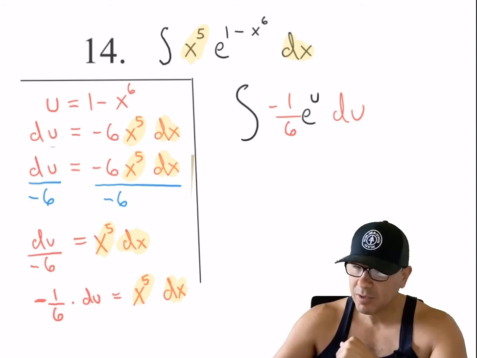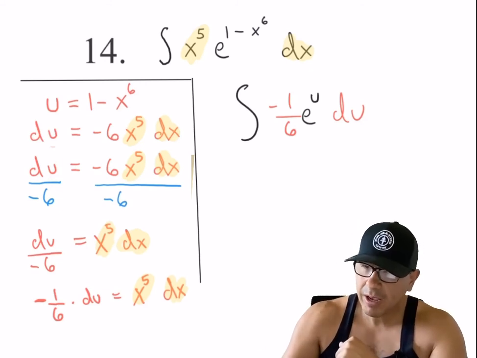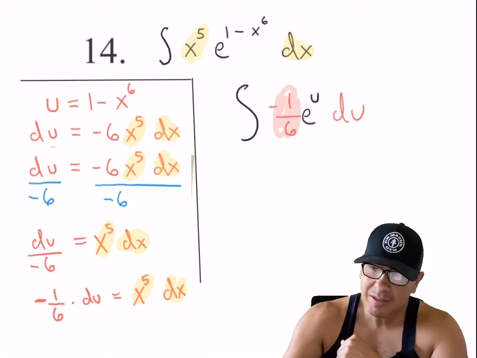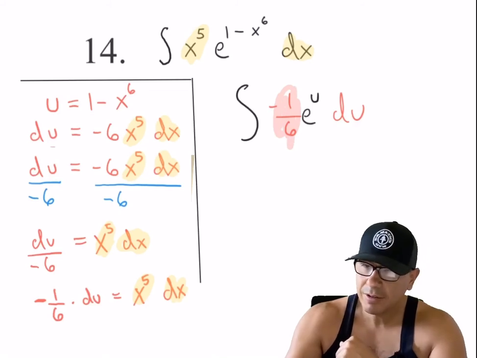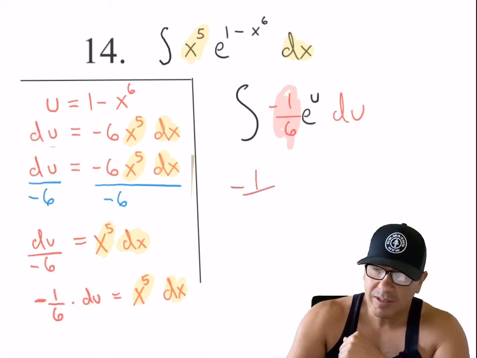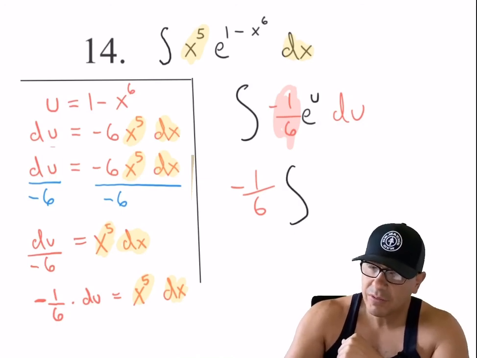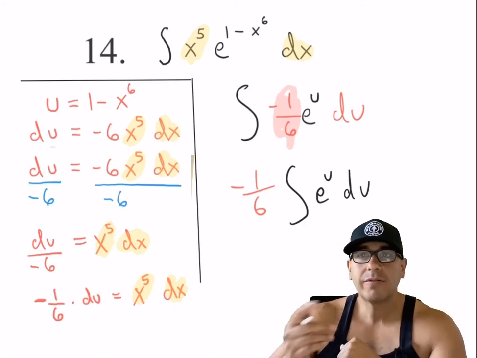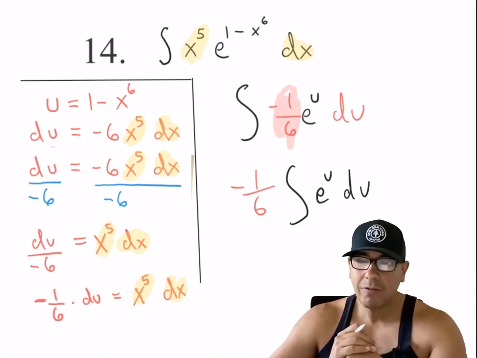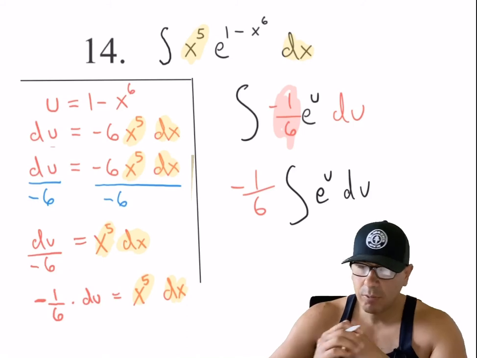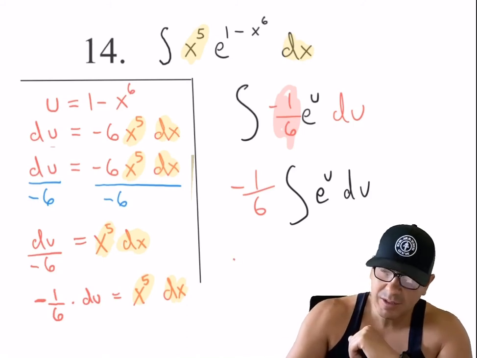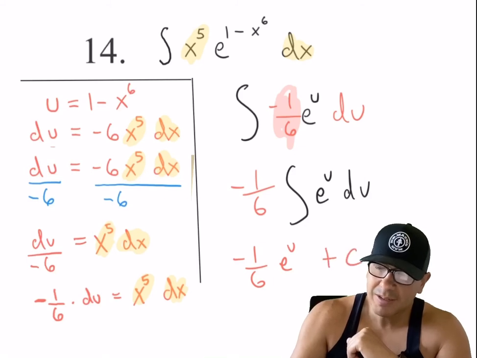So check it out. When I integrate this, this is a constant, so I'm going to pull that factor out to the front. So -1/6 is going to come to the front. Now I'm just taking the antiderivative of e to the u du, which we learned from class is itself. So what we end up with is just -1/6 e to the u plus c.